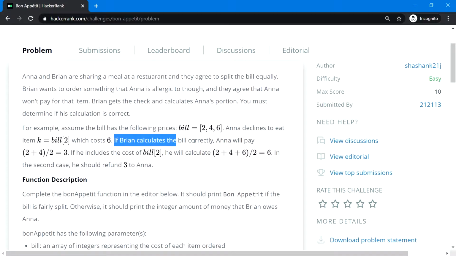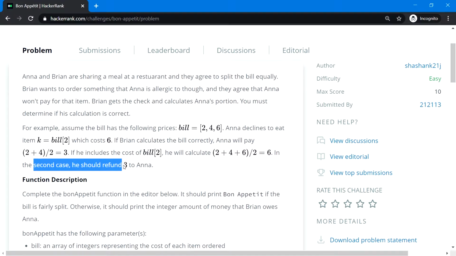If Brian calculates the bill correctly, Anna should pay only $3, which is 2 plus 4 equals 6, split in two, so $3 each. If he includes the cost of the last item, he will calculate 2 plus 4 plus 6, which would equal 12, so he charges her 6. In the second case, he should return $3 to Anna. If he calculated this way, it's wrong, so he should refund Anna $3.